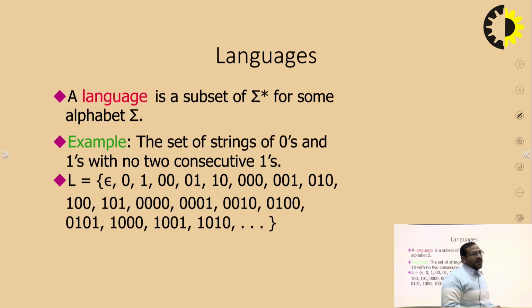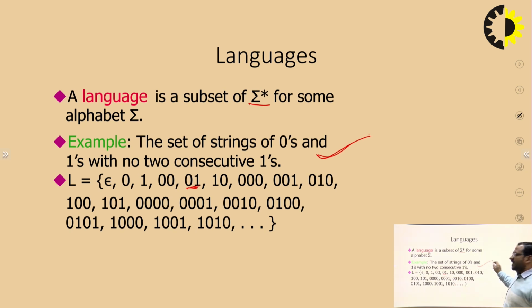Language. A language is a subset of sigma star for some alphabet. For example, the set of strings of 0 and 1 with no consecutive ones. This is a language, and on the basis of this language you can create the strings. The example is saying the strings of 0 and 1 with no 2 consecutive ones.